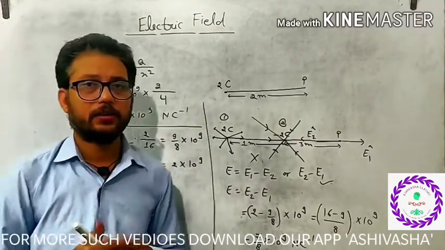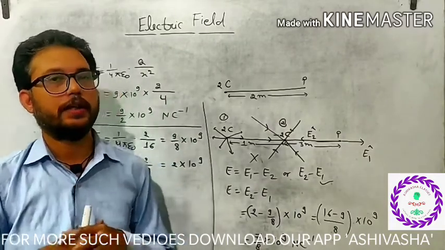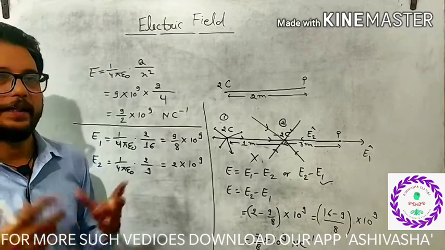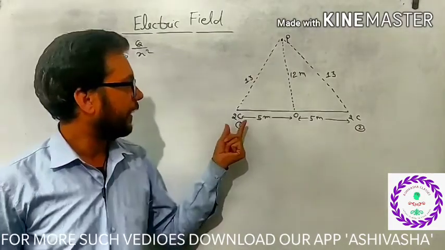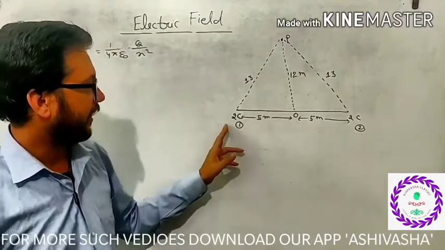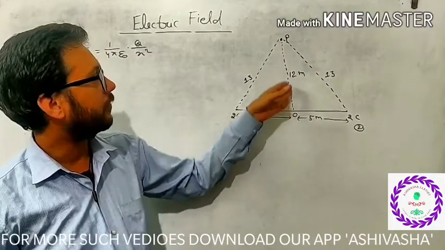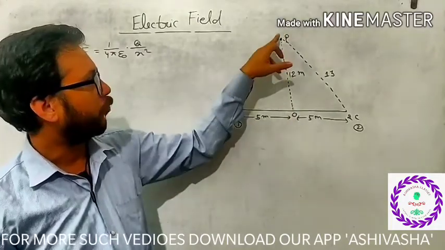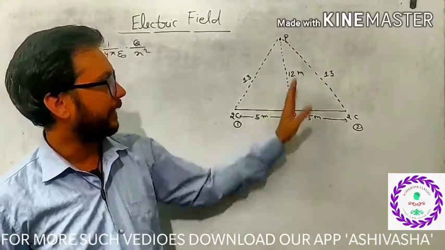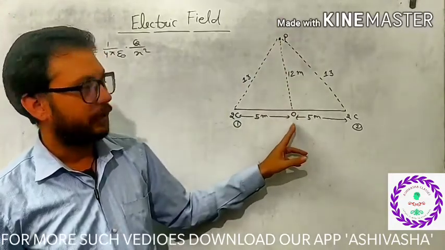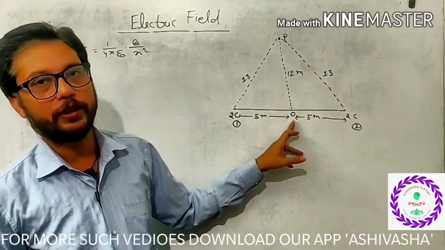Now we will see some more examples, some more questions based on electric field. Let us start. You can see in the figure we have two charges each of 2 Coulomb, and we have to find the electric field at point P, which is on its bisector line and 12 meter apart from the point O.